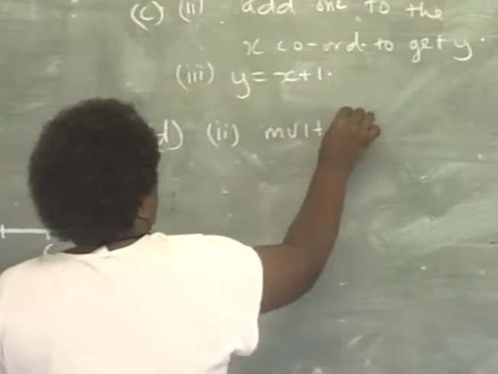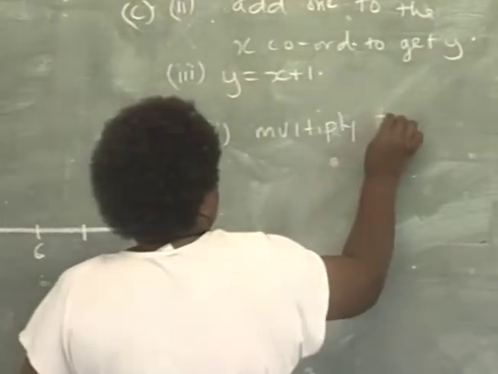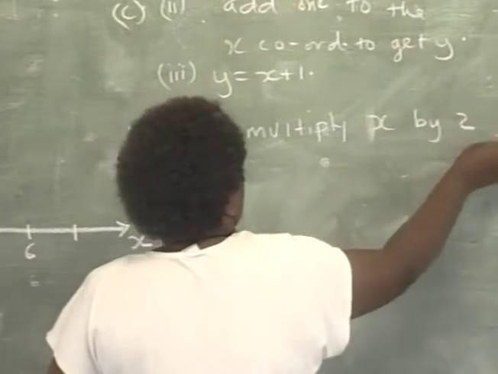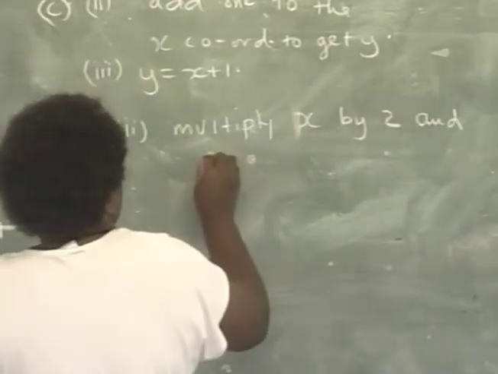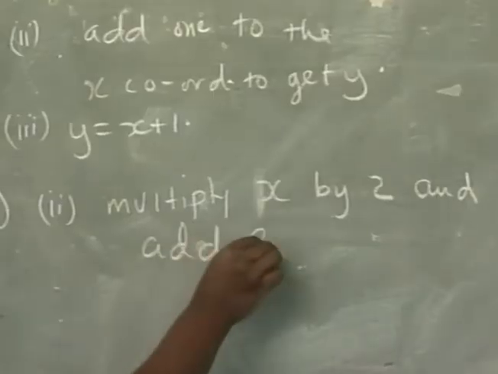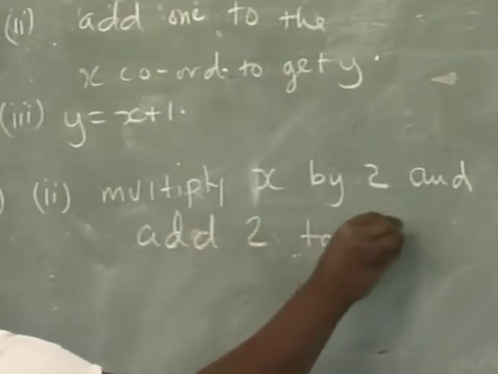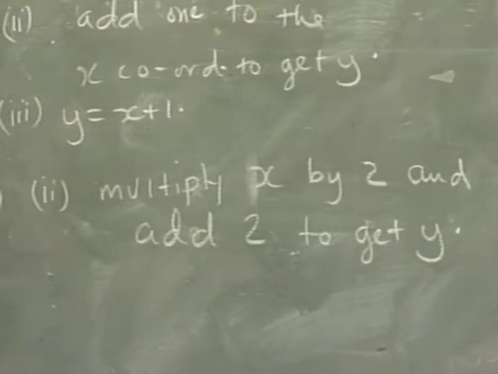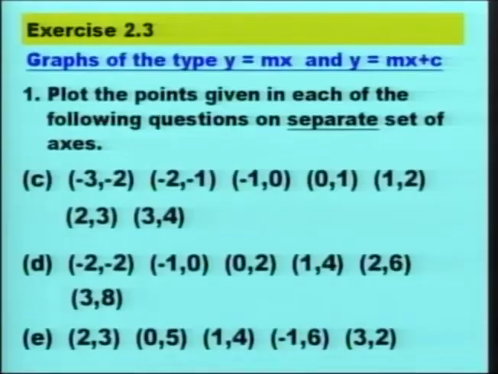Multiply x by 2 and add 2 to get y. All right, have a look at the coordinates: -2, -2; -1, 0; 0, 2; 1, 4; 2, 6; and 3, 8.